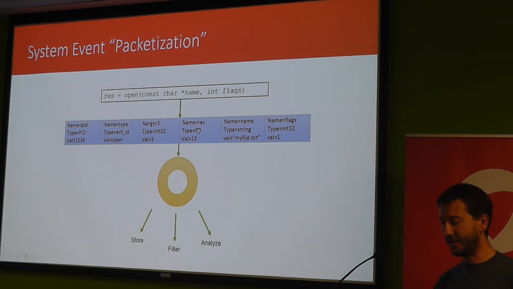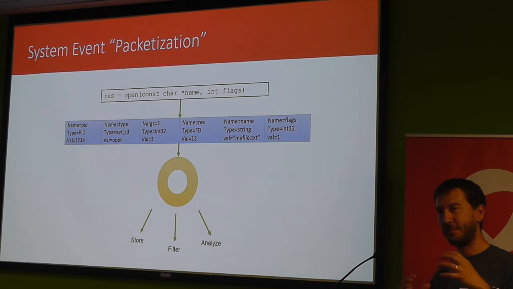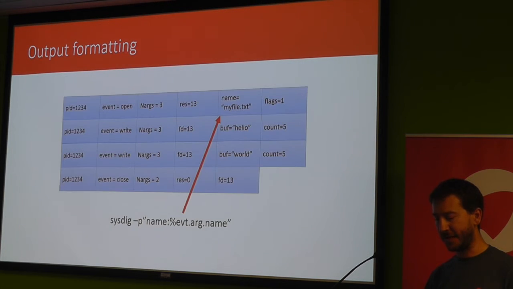The first one is called res, and it's of type file descriptor. The second one is called name and is of type string, and the third one is called flags and is of type integer. So we take a call and make essentially a little structured buffer out of it. This is what goes in the shared buffer that is then shared with user level. And this is essentially the work that the driver does.